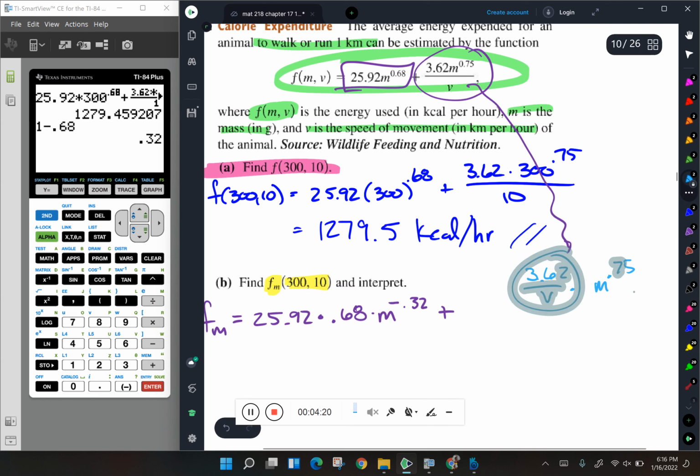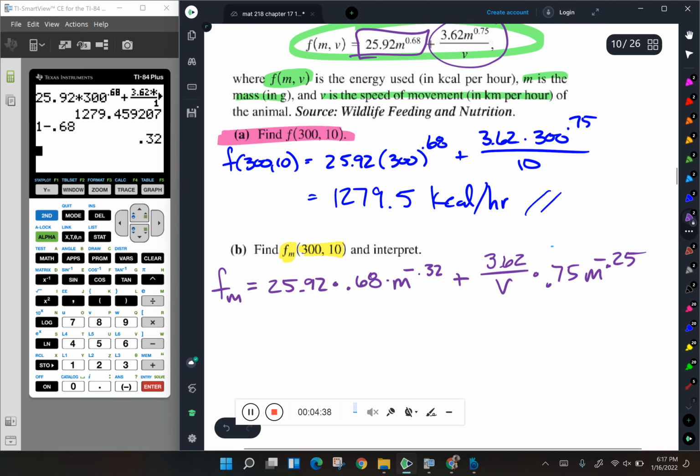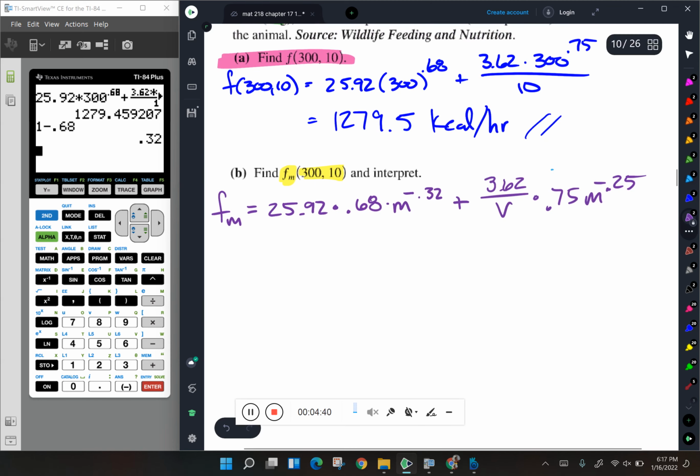And I'm just going to treat that like a coefficient when I take that derivative. Okay? So that's what I'm going to do. That's how I'm going to treat that thing. And so that's going to give me 3.62 over v times 0.75 m to the negative 0.25. So there's my first partial with respect to m.